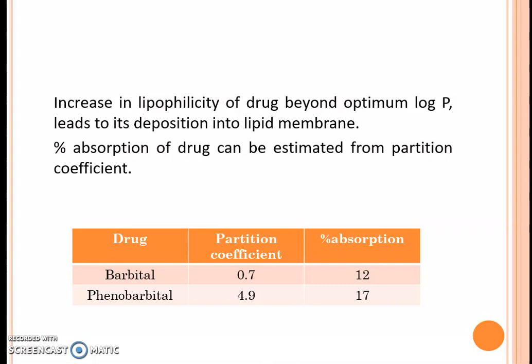So percentage absorption of the drug can be estimated from the partition coefficient. For example, barbital, which has partition coefficient 0.7, shows percentage absorption of 12. Phenobarbital, its partition coefficient is 4.9 and its absorption is 17%.